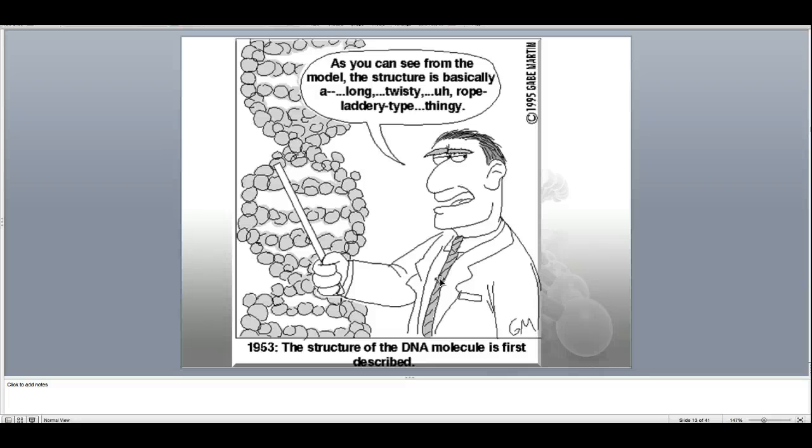So before they came up with what that looked like, we kind of thought, got a giggle out of this too. So as you can see from the model, the structure is basically a long, twisty, rope laddery type thing. So before they really knew what DNA looked like, scientists could guess at it. But now that we know what it looks like, we can definitely describe it a little bit more accurately than a twisty rope laddery type thing.